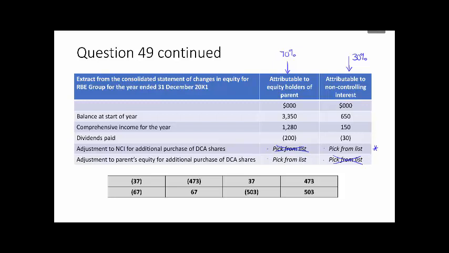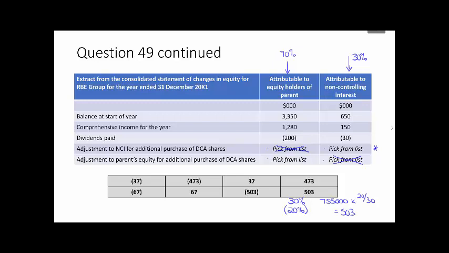What we need to calculate is what we would go and pick for the other two entries then. So in terms of the NCI, it tells us that immediately before we purchased the additional 20%, the 30% NCI had a value of $755,000. What we want to do is reduce that by the 20% that we have now purchased effectively from that NCI. So we'll do that by multiplying this figure through by 20/30ths, and it'll give us an amount of 503,333. So from the choices that we have, 503 is now the correct figure.